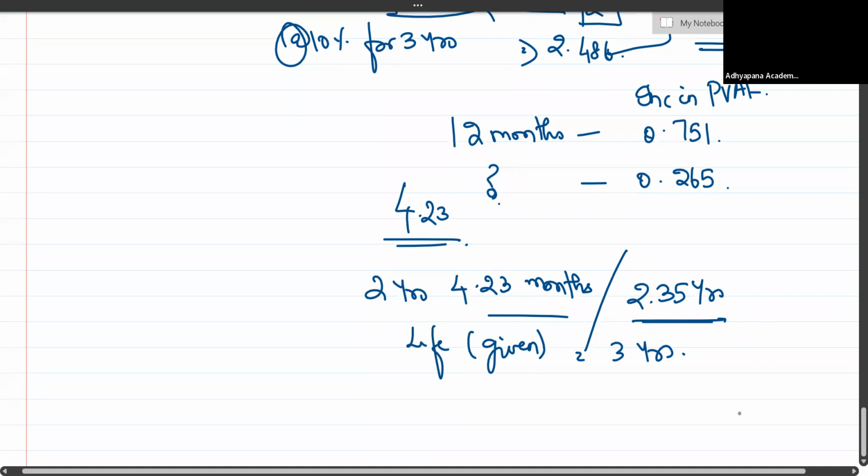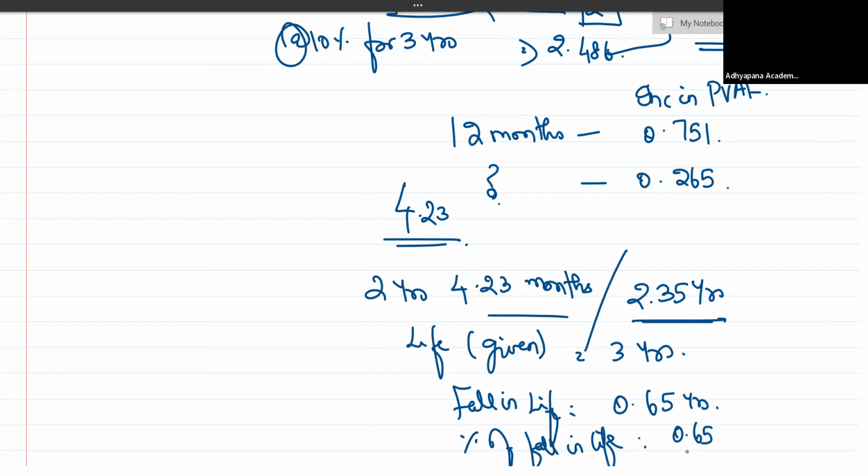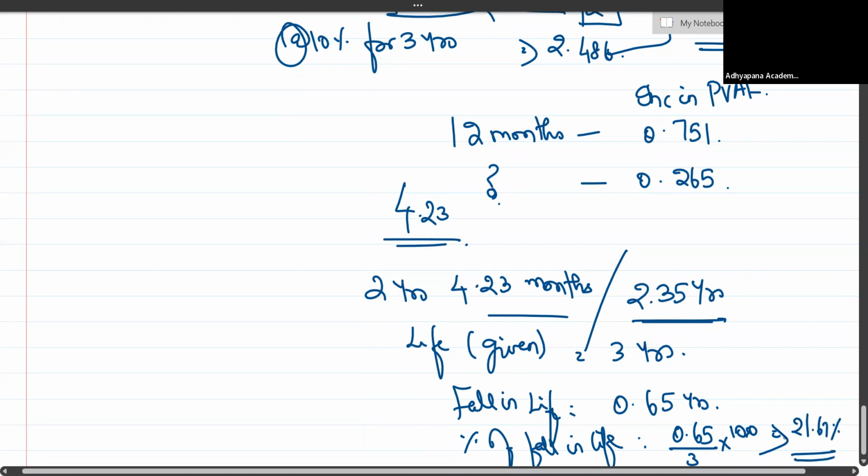So here, the sensitivity of life of the project from 3 years is now falling to 2.35 years. So what is the fall in life? The fall in life is 0.65 years. So what is the percentage of fall in life? The percentage of fall in life is 0.65 divided by 3 into 100. From the base value, it is the fall, correct? So 0.65 divided by 3 into 100, you get 21.67% as the sensitivity of life.